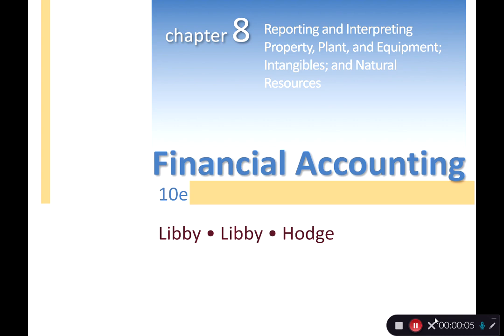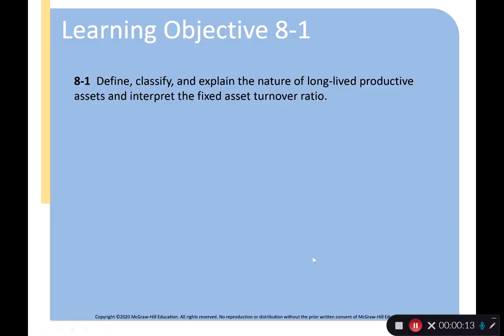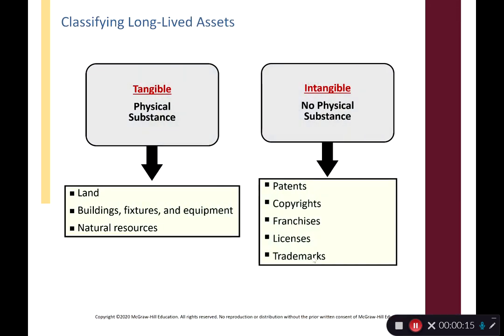Welcome to the glorious world of Chapter 8, where we'll learn all about long-term assets. So the first thing we're going to do is define what is a long-term asset. And a long-term asset is any asset that's going to last for more than 1 year. And they can really come in two different types, tangible and intangible.